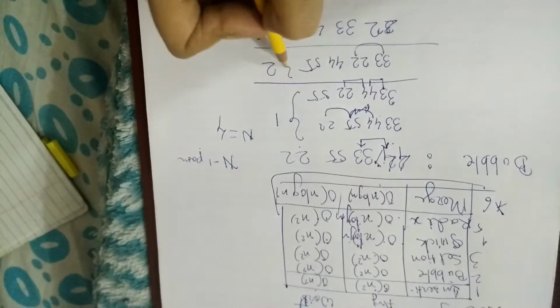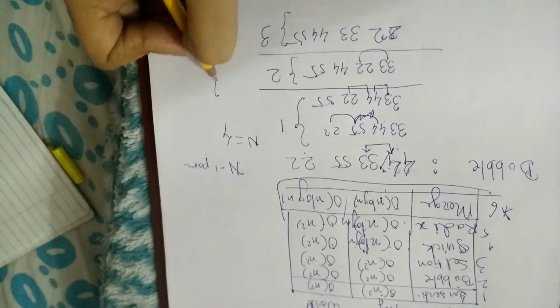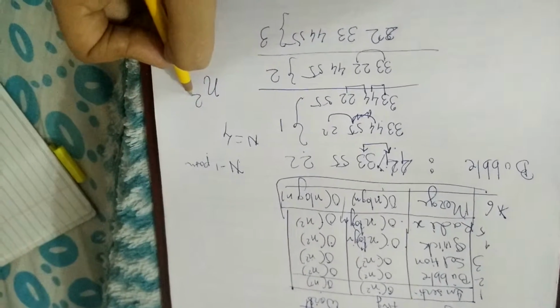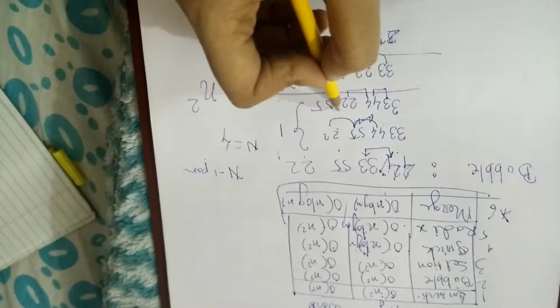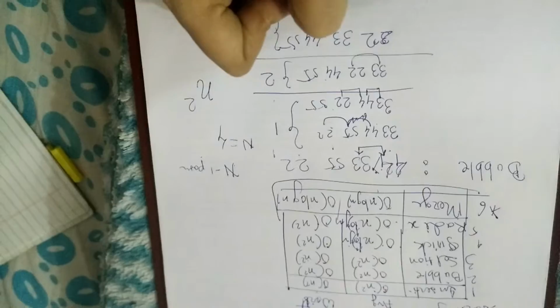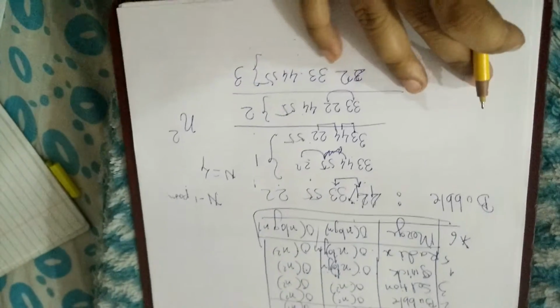In each pass there are 3 iterations, and that's why the complexity becomes n square, because there are 3 to 4 passes, as well as in each pass there are 2 to 3 iterations. So this is about bubble sort.